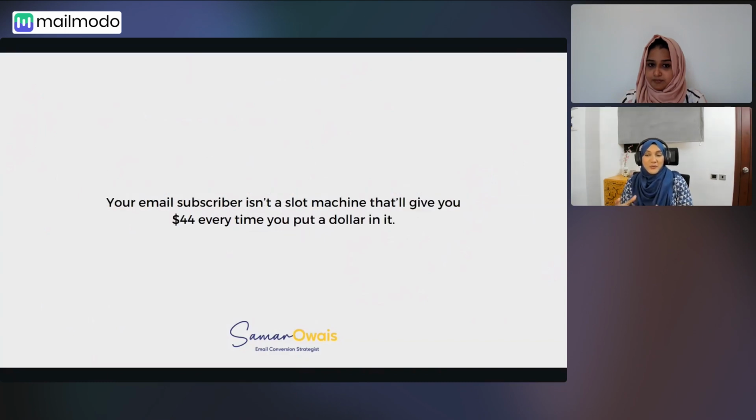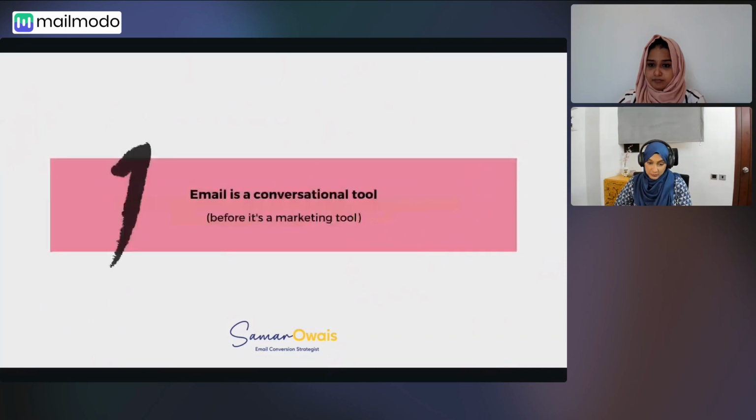Because despite what the world's most famous email stat says, your email subscriber isn't a slot machine that will give you anywhere between $36 to $44 every time you put $1 in it. To get that $44 return on investment, you have got to do a lot more than hit send. You need to create emails that convert, and to do that, you need to keep a few things in mind before you write a single word of email copy.